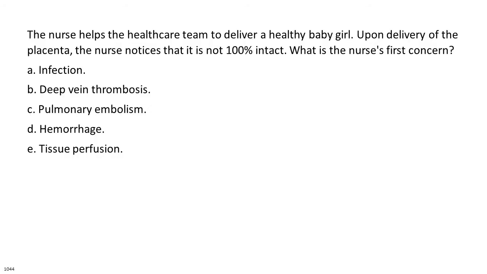The nurse helps the healthcare team to deliver a healthy baby girl. Upon delivery of the placenta, the nurse notices that it is not 100% intact. What is the nurse's first concern? A. Infection. B. Deep vein thrombosis. C. Pulmonary embolism. D. Hemorrhage. E. Tissue perfusion.